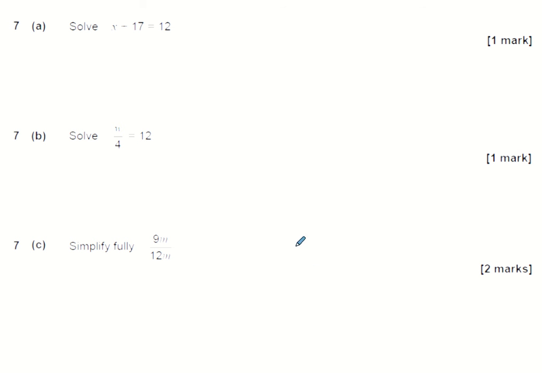Question 7. Solve x plus 17 equals 12. So we're trying to find out the value of x. Now this is a number that we're going to add 17 to and end up at 12. It should be obvious that if you are adding 17 to a number and ending up at 12, then we must have started in the negative numbers, but we need to know exactly which one.